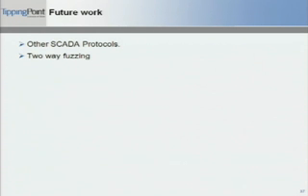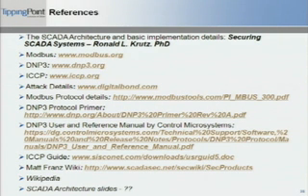Future work will be to have more SCADA protocols and two-way fuzzing. Supposing in the case of ICCP, you send connection requests, send in all the fuzz data, and then pretend to be the guy who sent back the connection response. And we do have an ASN.1 decoder in Sulley too. These are all the references that I have.